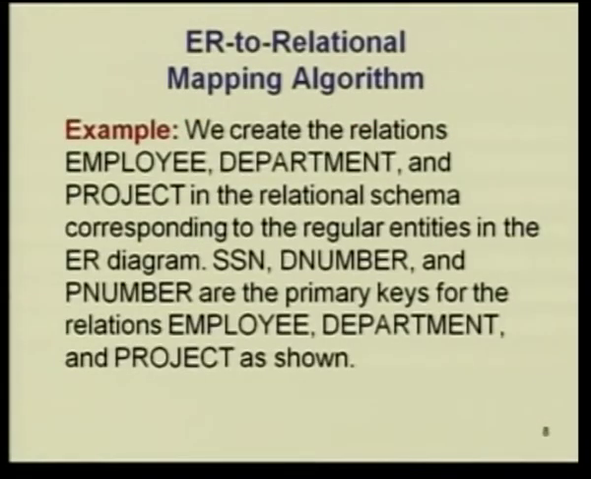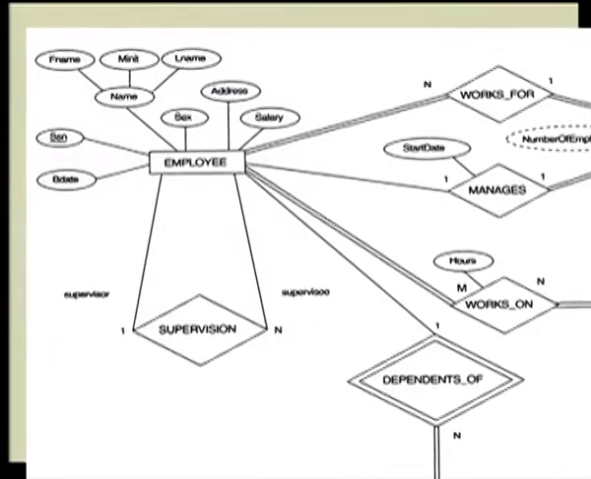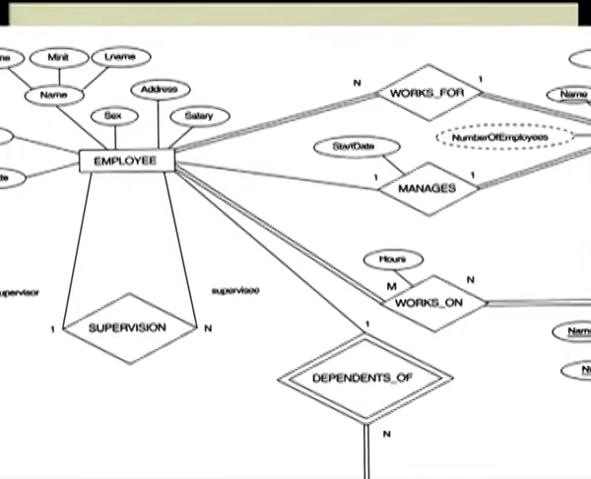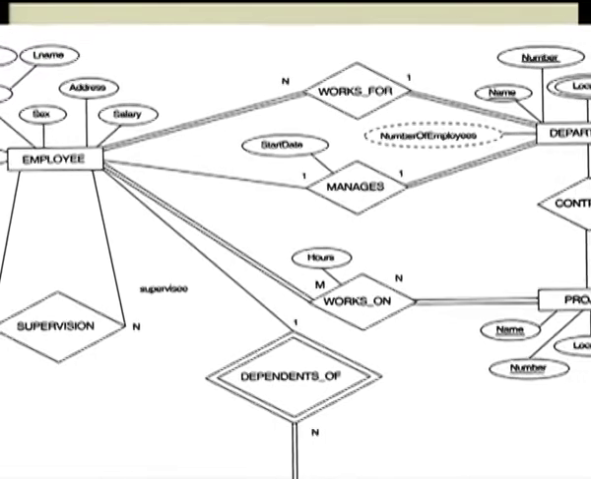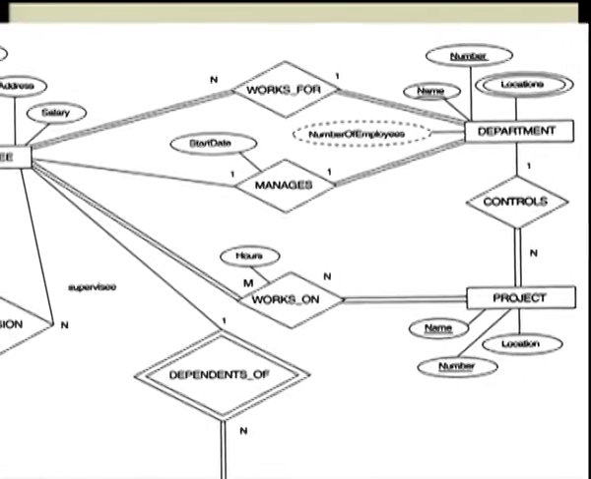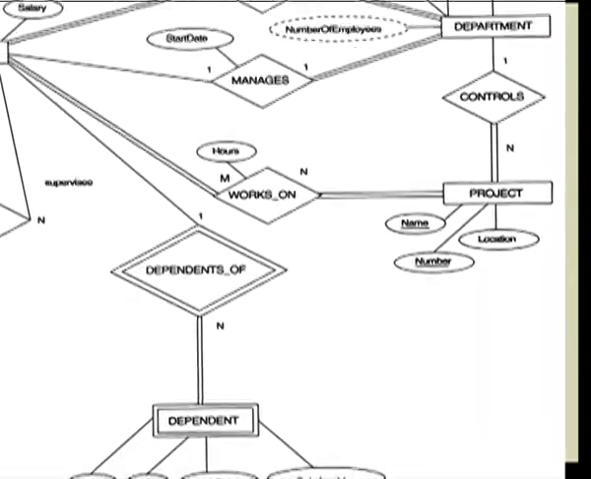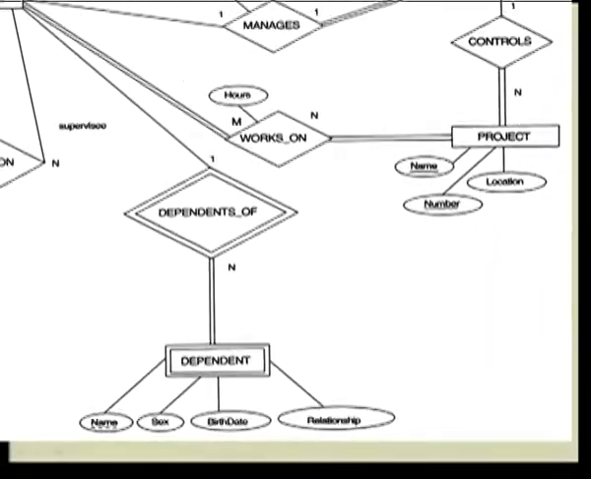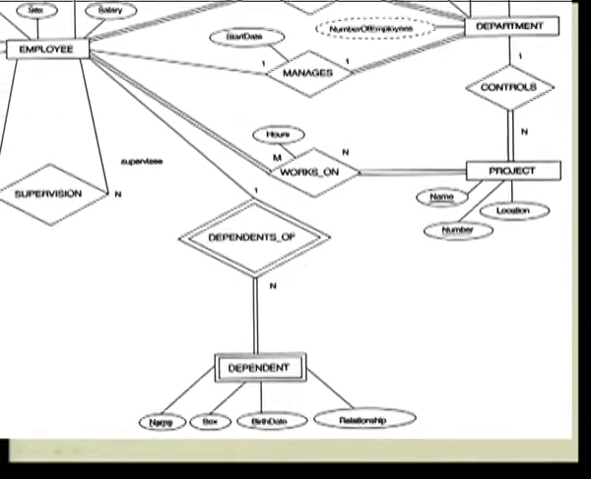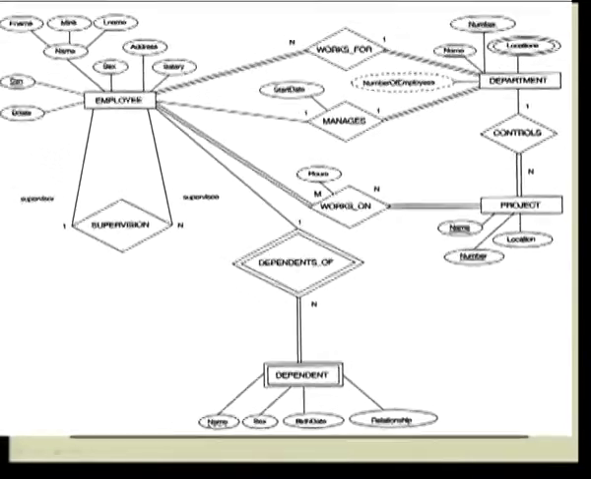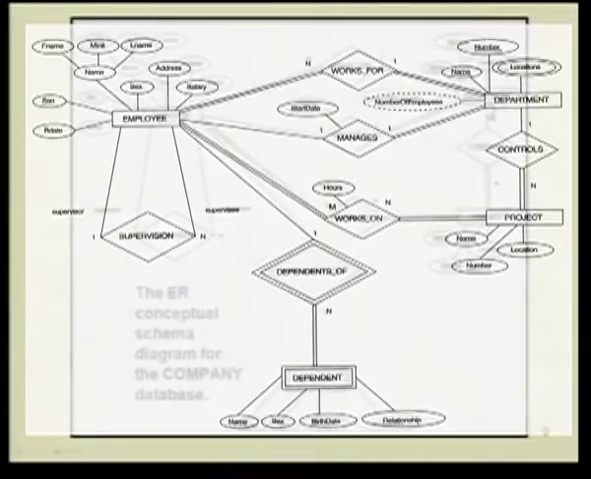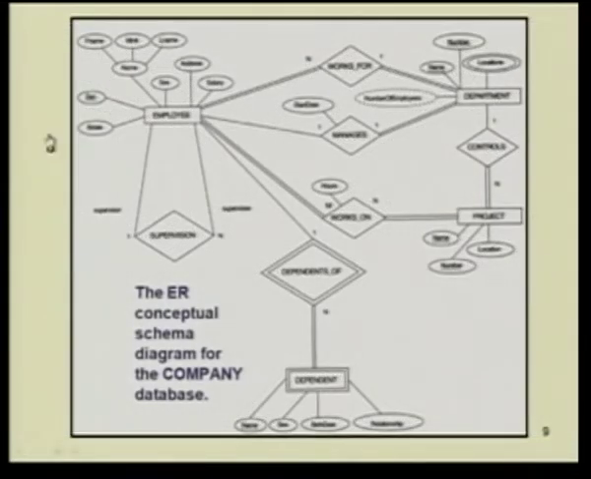Now, let us take an example. We want to create the relations employee, department and project in the relational schema corresponding to the regular entities in the ER diagram. We will look at the ER diagram in the next slide. SSN, D number and P number are the primary keys for the relations of employee, department and project as shown. So, let us look here, do not look at everything, we are just going to consider some parts of this. So, we have employee, department and project.